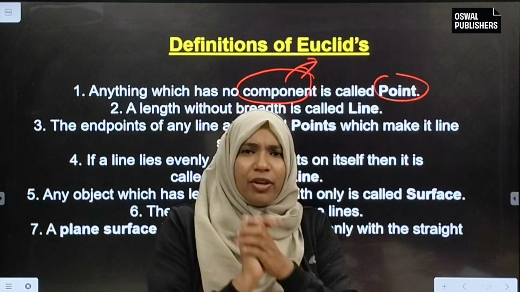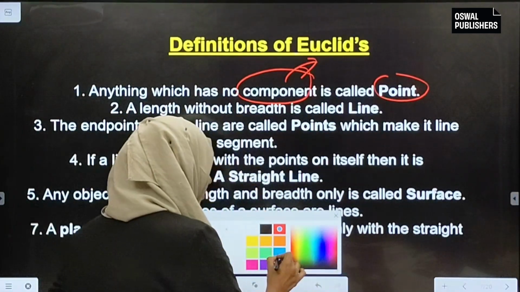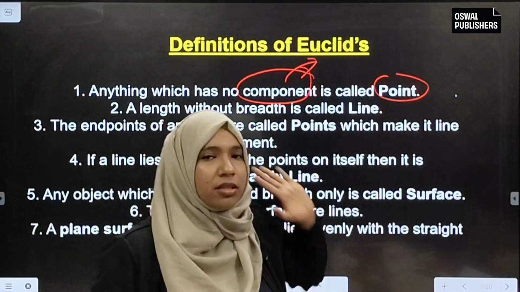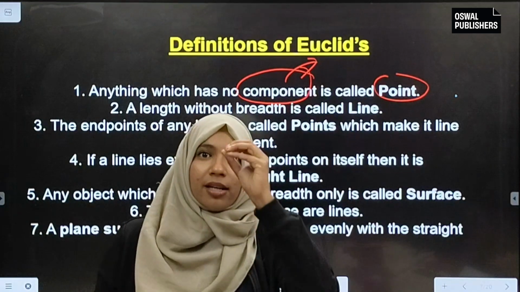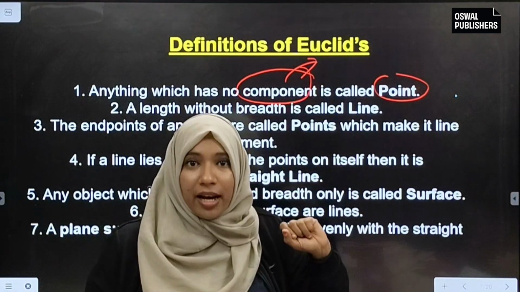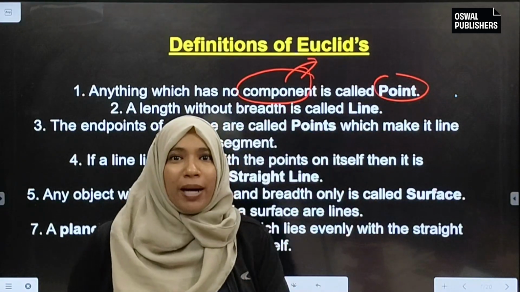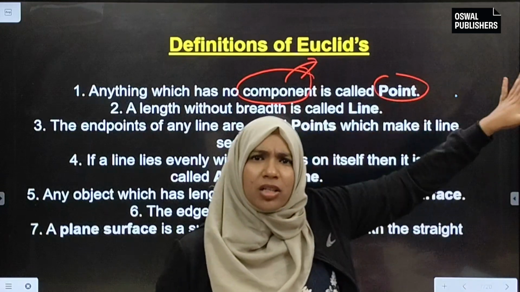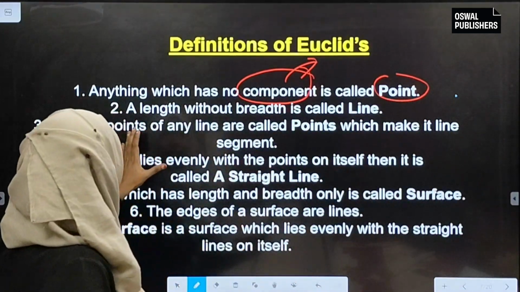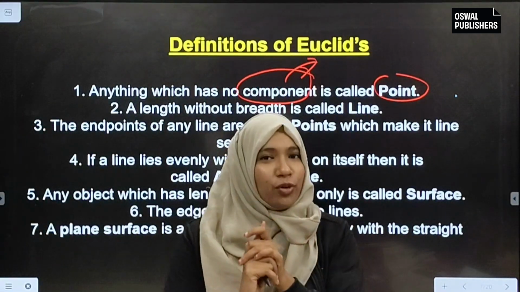Suppose we are going to make a dot on a paper. No matter how small it is, it still has a position there. It's still located there. But it does not have any measurements. We cannot measure this. So that is a point. We can say that a point is anything that has no component. Clear? The first definition of Euclid is about a point.